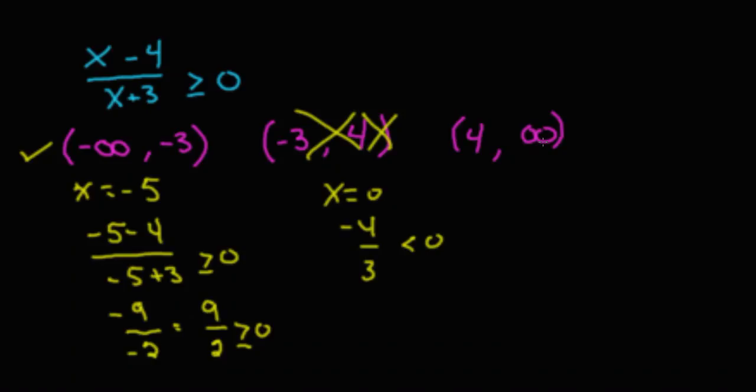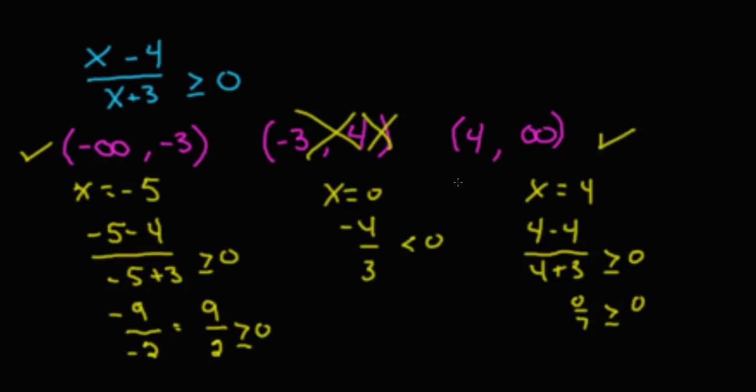So then we could look at 4 to infinity, and in this case we'll test 4 because we've got to see if this is going to be greater than or a greater than or equal to for the number 4. So we'll say x equals 4. So we'll plug this in. We'll say 4 minus 4 over 4 plus 3 greater than or equal to 0. Well, it is equal to 0. 0 over 7. So that checks out.